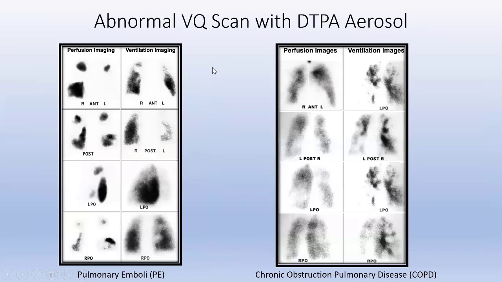We have DTPA aerosol, great example. This patient here does have COPD. You can see the clumping of the ventilation over here. I guess since I started, I'll go here first.